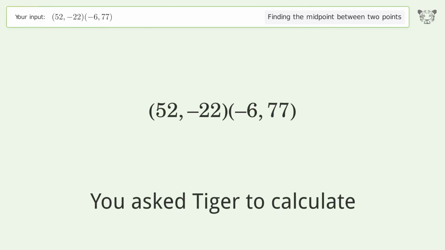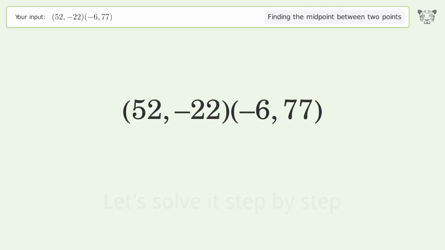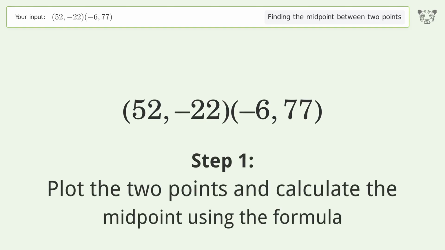You ask Tiger to calculate. This deals with finding the midpoint between 2 points. The midpoint between the 2 points is 23, 27.5. Let's solve it step by step. Plot the 2 points and calculate the midpoint using the formula.